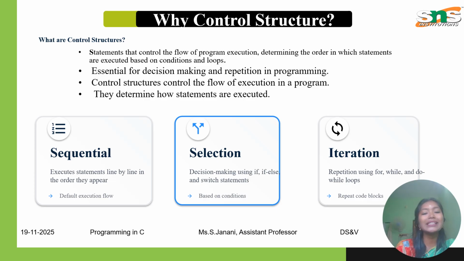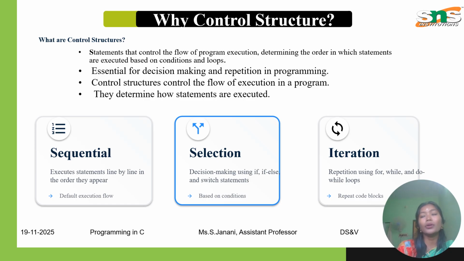A control structure determines the flow of program execution. It allows the program to make decisions, repeat tasks, and execute statements in a specific order. I have given here sequential, selection, and iteration. The statements control the flow of program execution based on conditions and loops, and they determine how statements are executed.